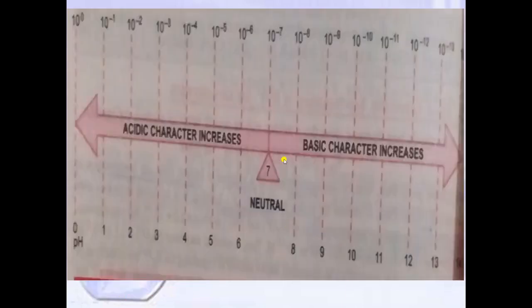This is the pH scale. At 7, the value of pH is equal to 7, it is neutral. And when the value of pH is less than 7, that means there is acidic character. And when the value of pH is greater than 7, that means basic character increases.